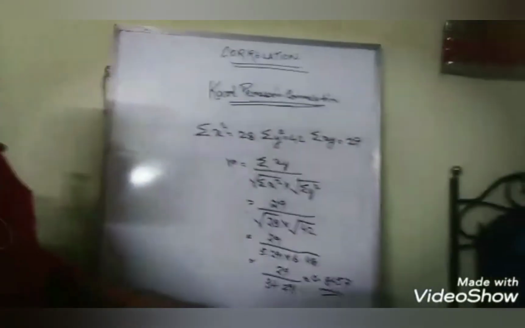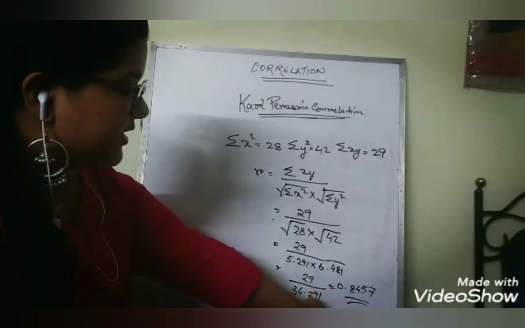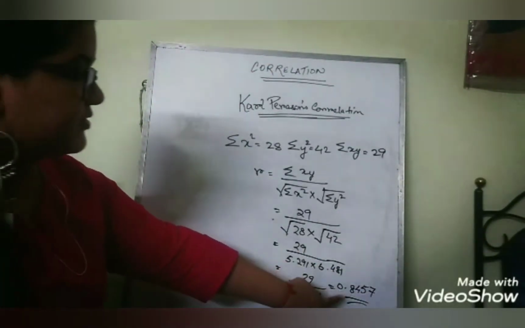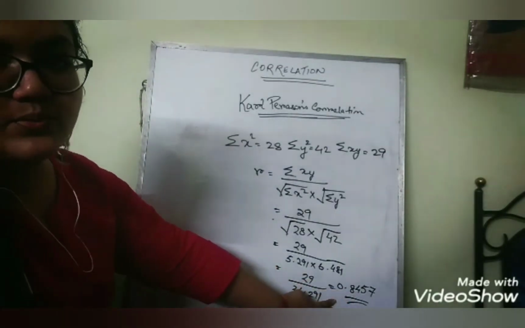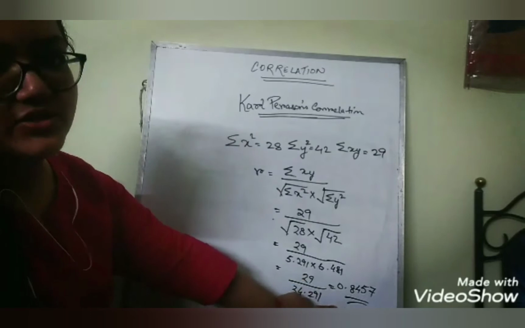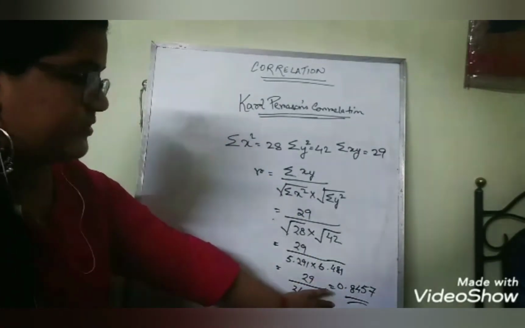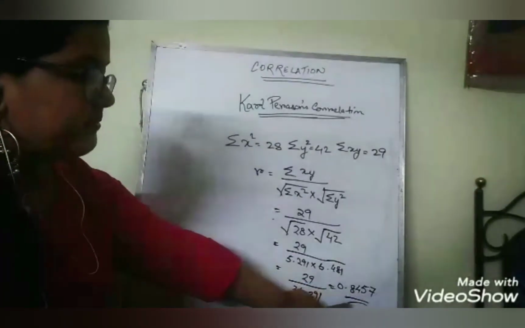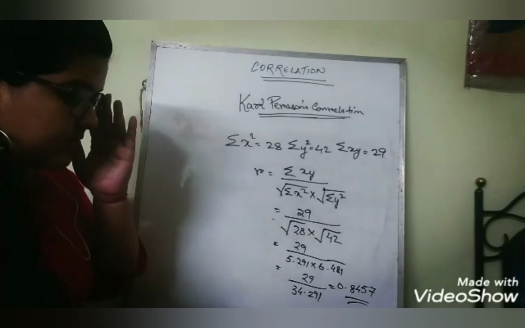Now it's visible. So this is your r, which has come up to 0.8457. It's greater than 0, which means it is a positive correlation. So variable x and variable y have a positive correlation. It's less than 1 but greater than 0, so it's a positive correlation.